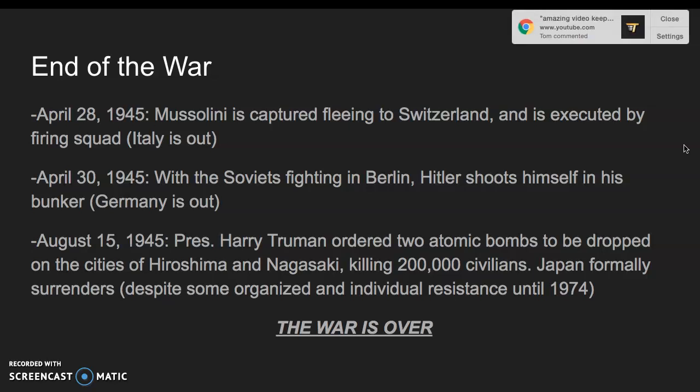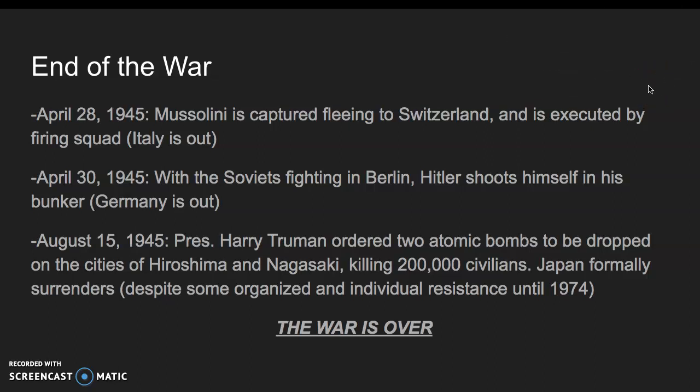President Harry Truman ordered 2 atomic bombs to be dropped on the cities of Hiroshima and Nagasaki within a couple days of each other, killing 200,000 total civilians. Japan formally surrenders despite some organized and individual resistance until 1974. But for the most part, the war is over.